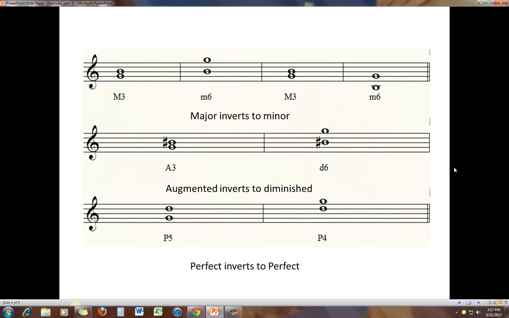Quality is predictable as well when you are inverting intervals. Major always inverts to minor. So we have G to B is a major third, and B to G is a minor sixth. So 3, 6 adds up to 9, major inverts to minor. Augmented will always invert to diminished. So G to B sharp is an augmented third, B sharp to G is a diminished sixth. And finally, perfect will always invert to perfect. So G to D is a perfect fifth, D to G is a perfect fourth.